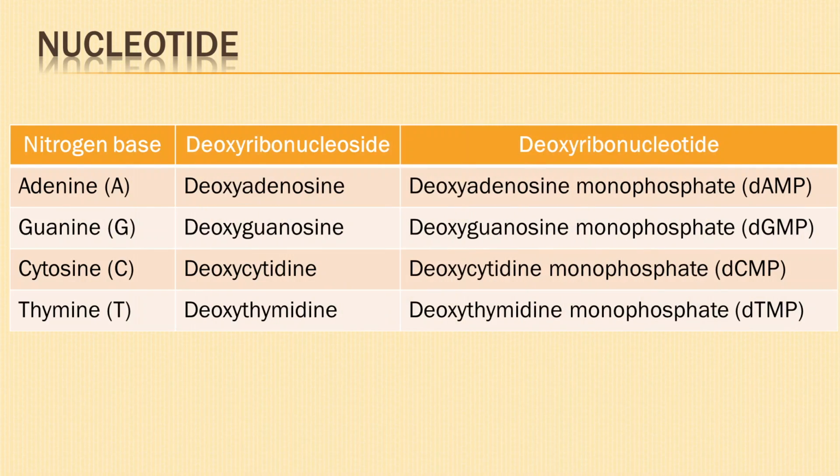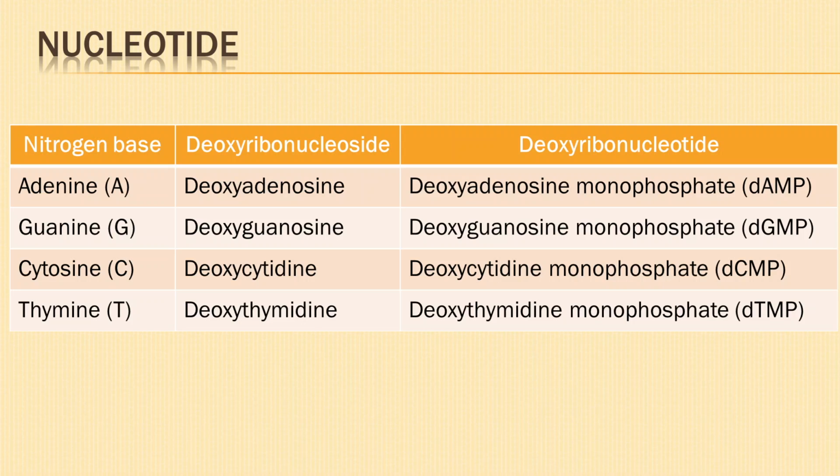The four bases, deoxyribonucleosides and deoxyribonucleotides of DNA, are as follows. The nitrogen bases are adenine, guanine, cytosine, and thymine. Deoxyribonucleosides are deoxyadenosine, deoxyguanosine, deoxycytidine, and deoxythymidine.